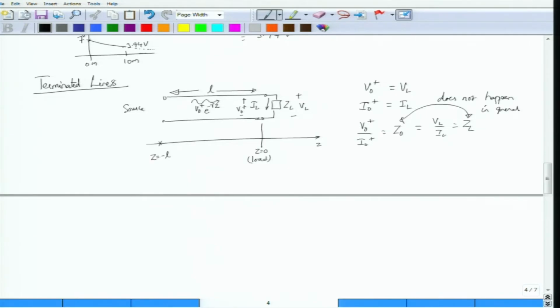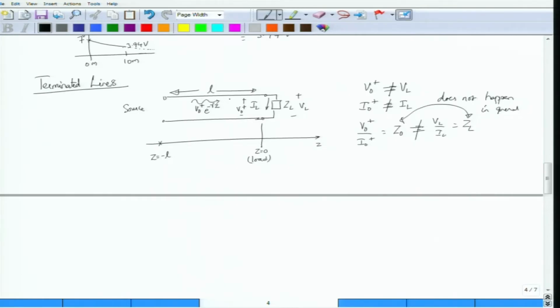So, V0 plus by I0 plus, which is equal to Z0, should not be equal to ZL, which further implies that I0 plus is not equal to IL and V0 plus is not equal to VL. So, where have we gone wrong? Is KVL, KCL wrong? Well, KVL and KCL are not wrong. What is wrong is that you cannot satisfy this boundary condition just with an incident voltage wave.